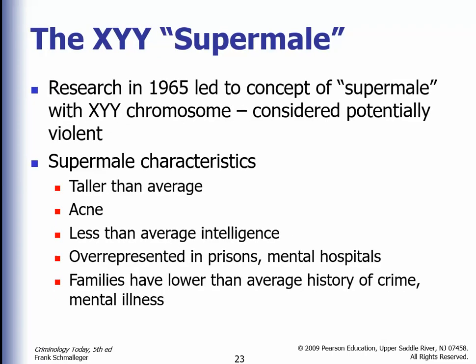Supermale, XYY. I say this is the extra Y. This is a male that has an extra Y chromosome. This was discovered in 1965. Characteristics are on the slide. These people are considered potentially violent. Certainly they found a larger percentage of them in prisons and mental hospitals than in the general population, which is suggestive that they may be more violent than other people.